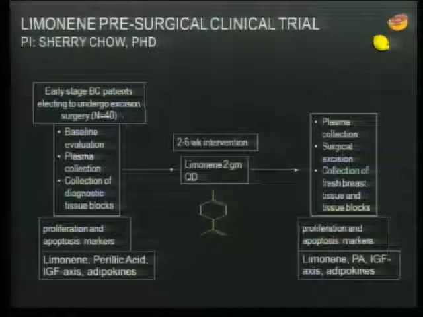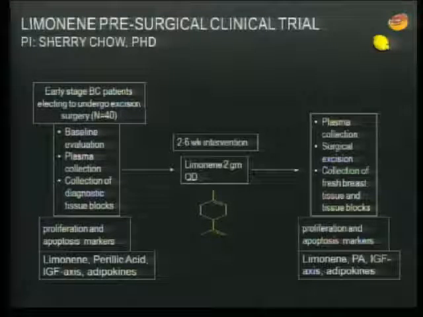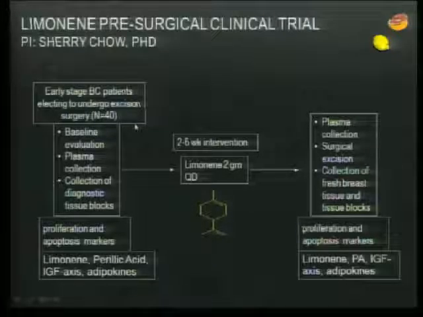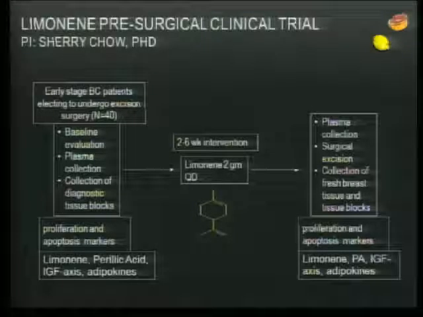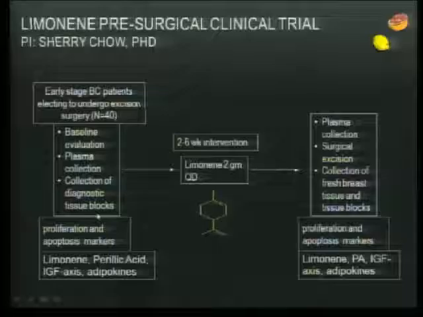I'll take us to the limonene trial that I talked about earlier. This is the trial where we tried to apply metabolomics. We had 40 early-stage breast cancer patients electing to undergo excision surgery. At baseline, we collected plasma, and in the plasma measured limonene and perillic acid, which is limonene's major circulating metabolite, and we looked at IGF axis and adipokine proteins. We collected diagnostic tissue blocks and looked at proliferation and apoptosis markers.